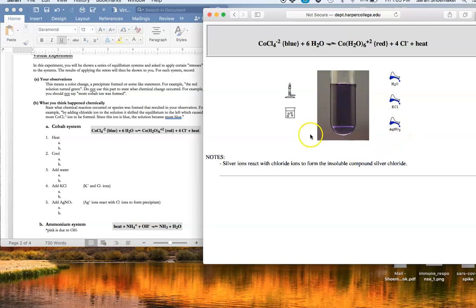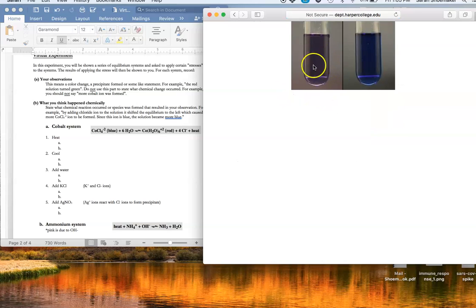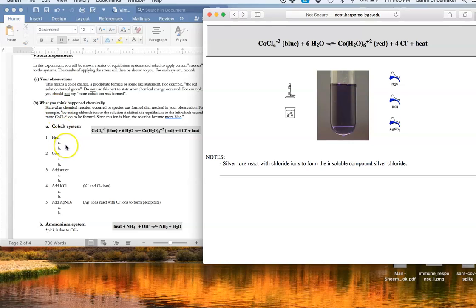Okay, so first thing we're going to do is add heat. So we'll click on this little flame here, and we see that it goes from this kind of violet maybe to a bluer, even a bluer solution. So it went from being kind of violet, which was a little bit of a mix of blue and red, to being really blue. So we'll write in A what our observation was, that it went from violet, like a purple, to a deep blue. And then in B, under heat, we're going to write why we think that happened.